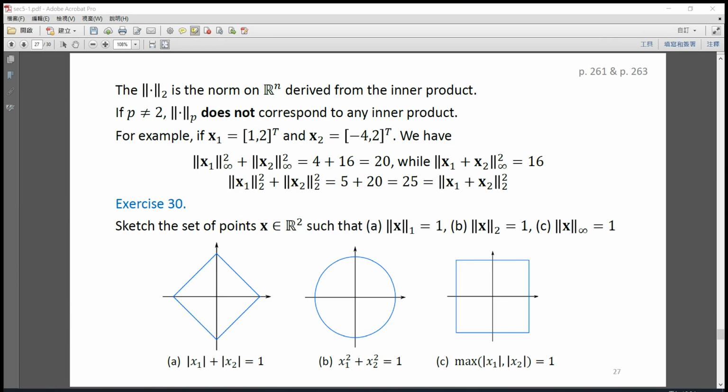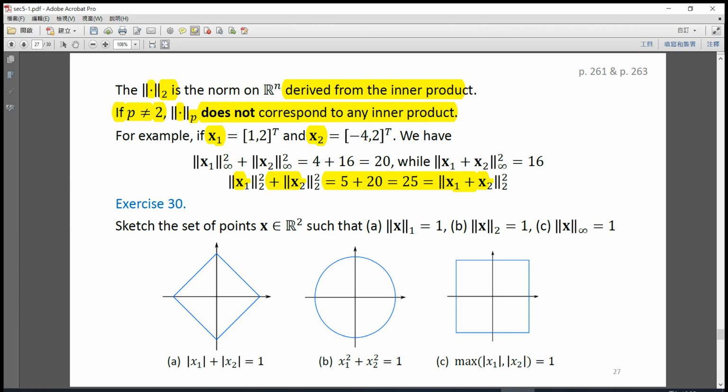Note that when p equals 2, the two norm is derived from the inner product. However, if p does not equal 2, then the p norm does not correspond to any inner product. And therefore, if p is not equal to 2, then the p norm will not satisfy the Pythagorean law. In the next example, it can be verified that x1 and x2 are orthogonal. That is, the inner product of x1 and x2 is 0.